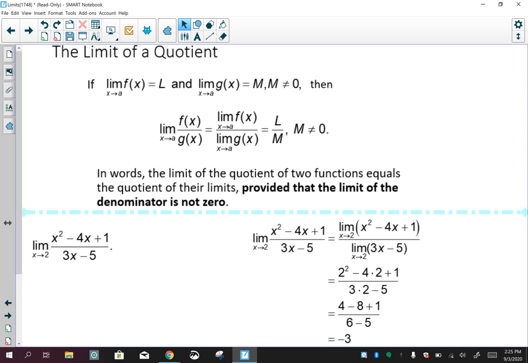What you do to the top, you have to do to the bottom. So we're going to plug that 2 into the top, plug that 2 into the bottom, evaluate that fraction, and you wind up with a -3. So the key thing, and I cannot stress this enough, is when you do this, you want to make sure that the denominator is not 0. That is the key thing. If your denominator equals 0, you cannot do a direct substitution and you cannot evaluate these right away, okay?